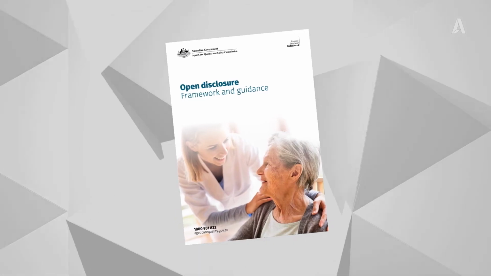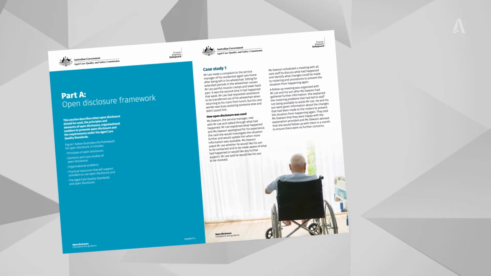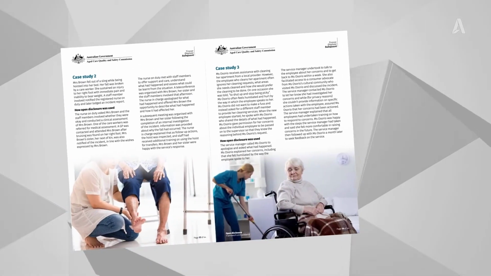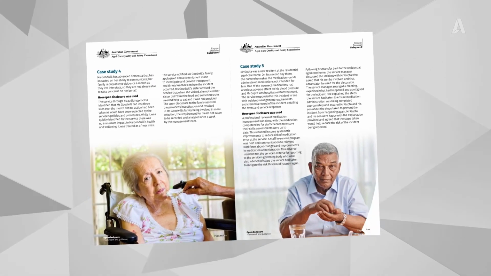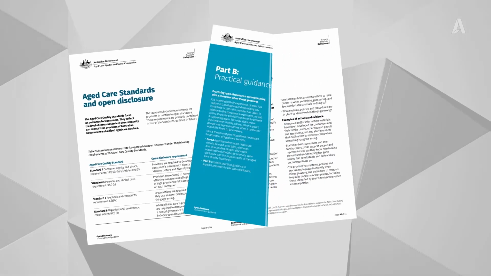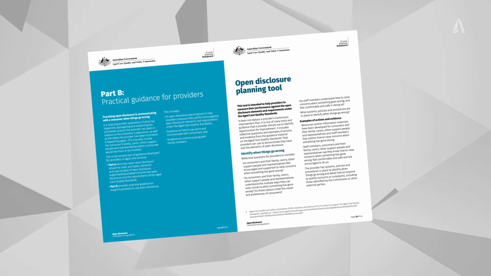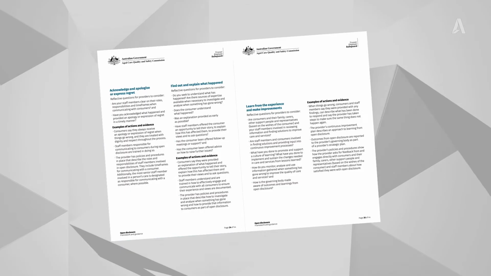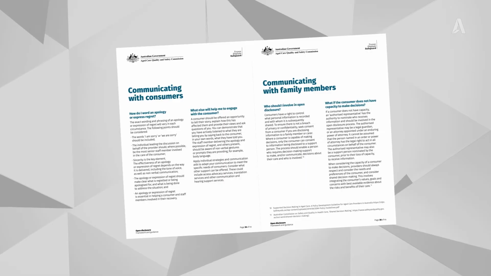The Open Disclosure Framework and Guidance has been divided into 2 parts. Part A covers case studies, practical guidance, and elements to consider. Case studies give you real-life examples of what to expect during an open disclosure process and how to develop your policies and procedures around open disclosure. And Part B is the planning tool. It gives you some opportunity to measure yourself against the requirements of the quality standards. There's also guidance on how to have conversations with your consumers and their representatives.